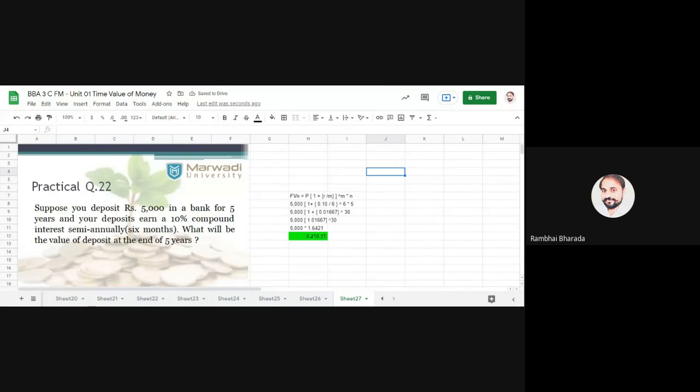See, for this type of question, we do not have any table. So don't look for or wait for the table. We need to do a manual calculation. And which type of question is this? This is, my dear, intra-year compounding.